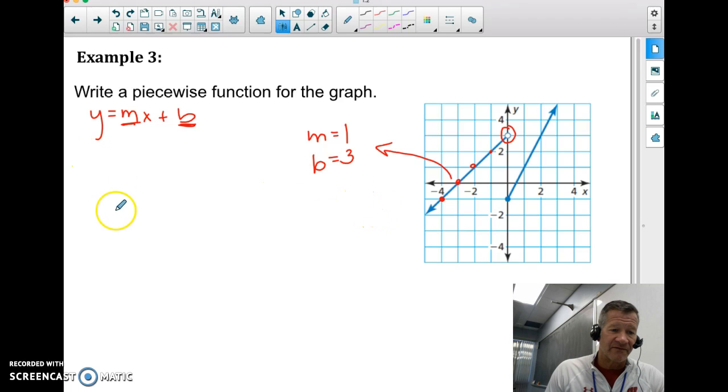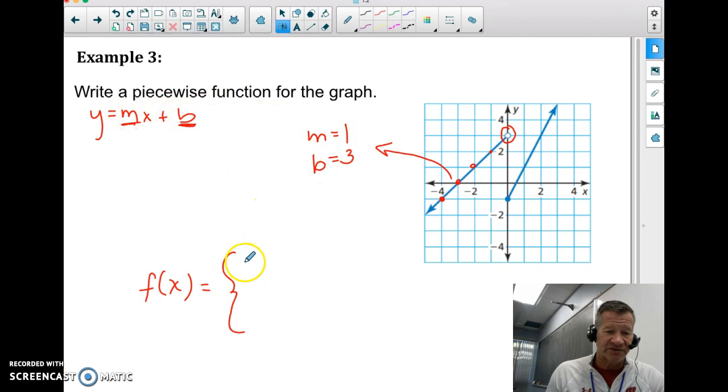So the equation, we're going to write a piecewise function, f of x equals, there's two pieces, two lines, so I'm going to leave myself some space for two pieces. The first equation is put 1 in place of m and 3 in place of b. So 1x, which is just x, plus 3. Okay? Now the second line, we'll talk about the domain of it later.